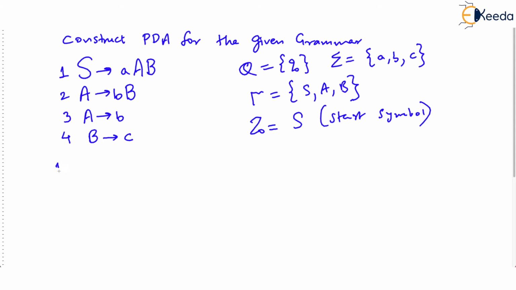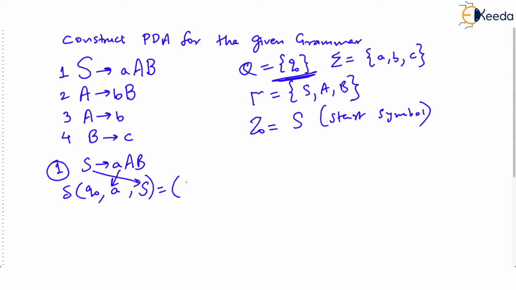To find delta, let's take the first production S derives AAB. We'll define delta as in Q0 state, there is only one state, remember Q0. In Q0 state, when the machine reads A and top is S, then this S is simply replaced by AB. Just check, this AB has been written here, correct?